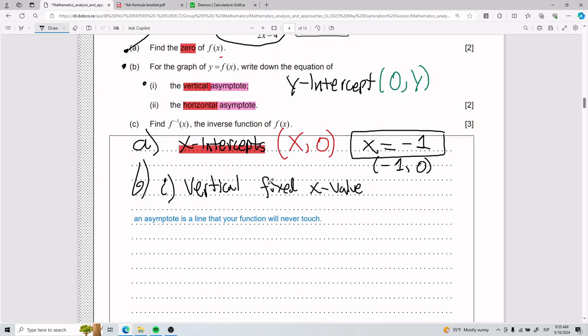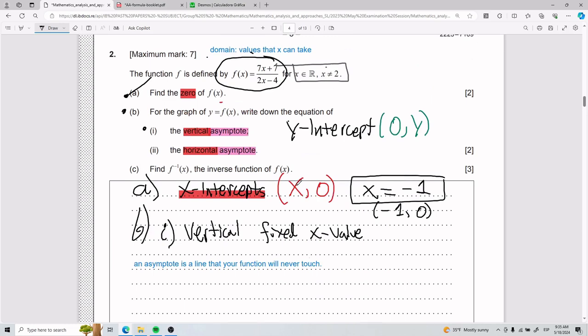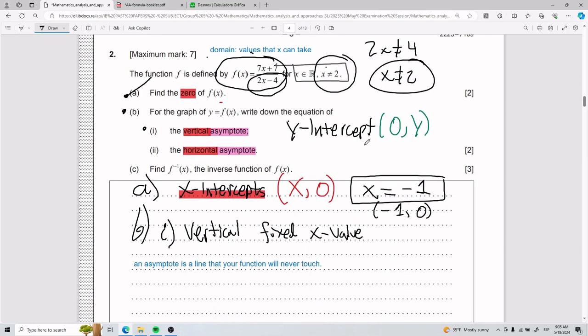And so once you find out the values of x that you cannot take, that is the equation of a vertical asymptote. Here they actually tell you that x cannot equal 2, and the proof is the one I showed earlier. You took the denominator, you said this can't equal 0, and so quickly you find out that x cannot equal 2. Because x cannot equal 2, the equation of your vertical asymptote is x equals 2.